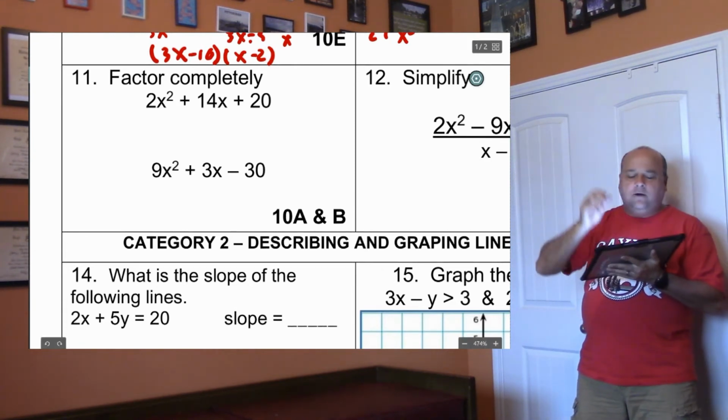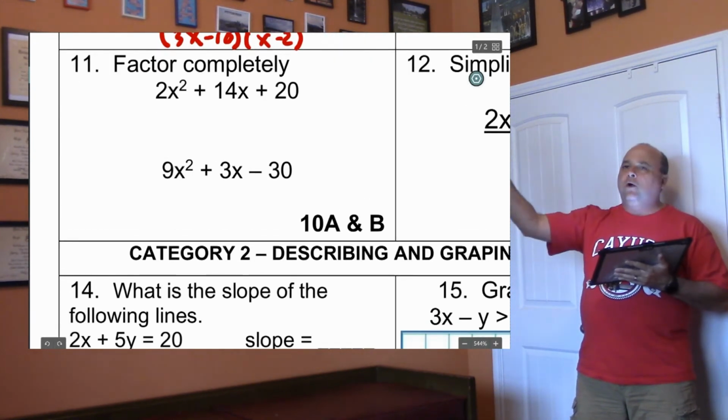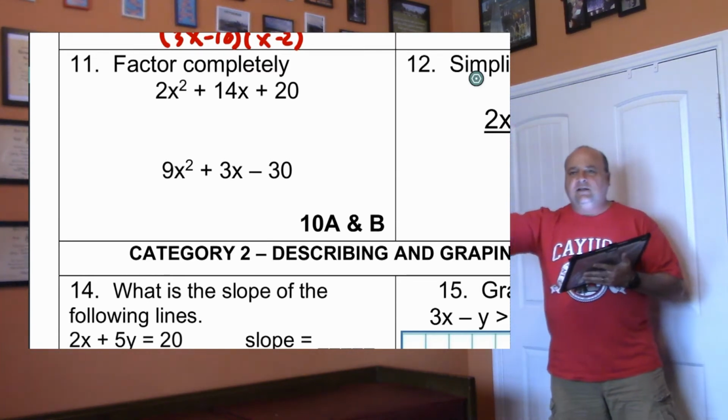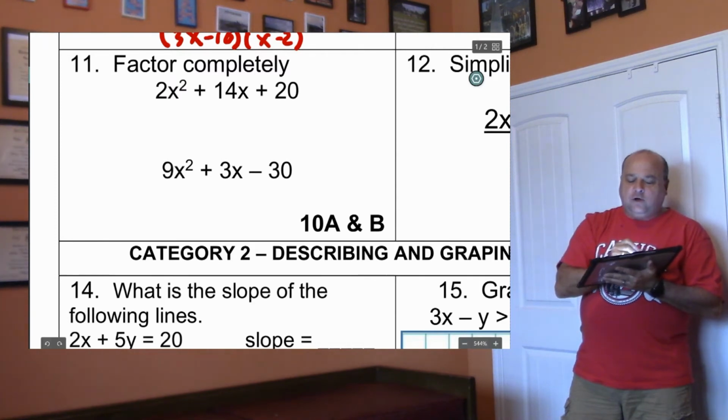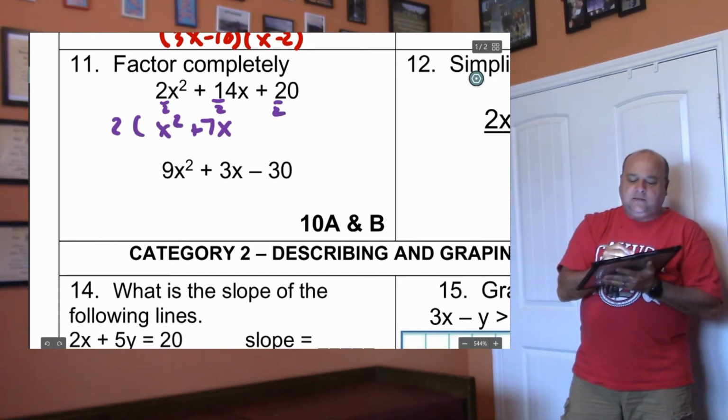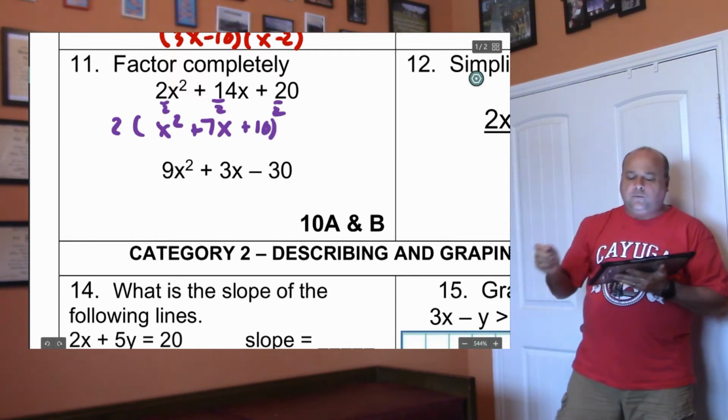Most important thing you're learning in this, if you are going into engineering, this is like the zenith of what you're learning in algebra this year. Okay, so on this one right here, 2, 14, and 20 are all even. So I'm going to divide them all by 2. That's going to give me 2 parentheses, x squared plus 7x plus 10, close the parentheses.